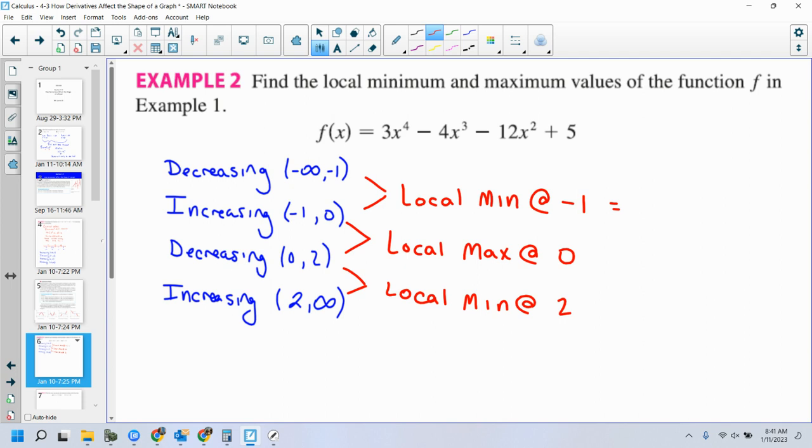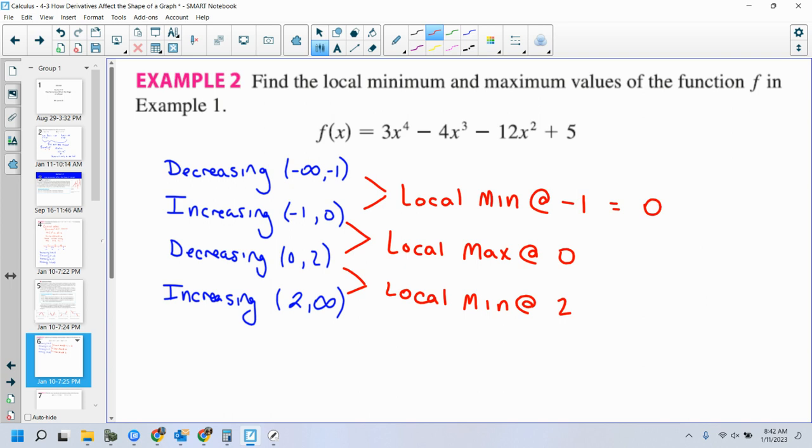Well, this would be positive 3, positive 4, because the negative still works for it to the third. So 3 plus 4, which would be 7, minus 12, which would be negative 5, and then plus 5 would be 0. So it's equivalent to 0. The actual local minimum is 0, and it occurs at negative 1. And all I'm doing there is running it through my original function.